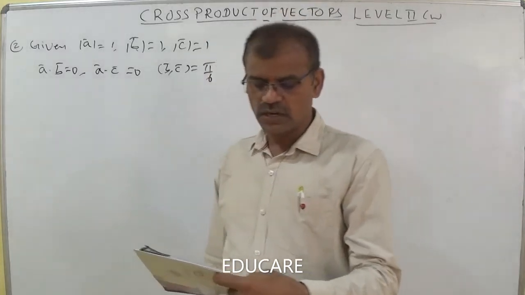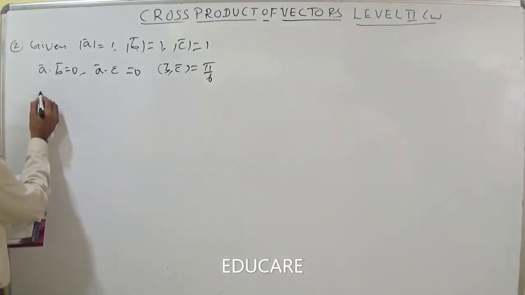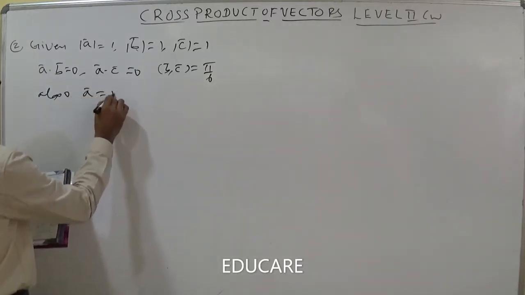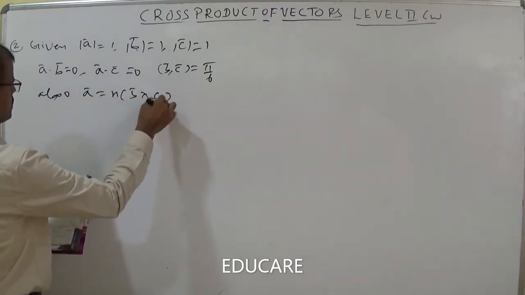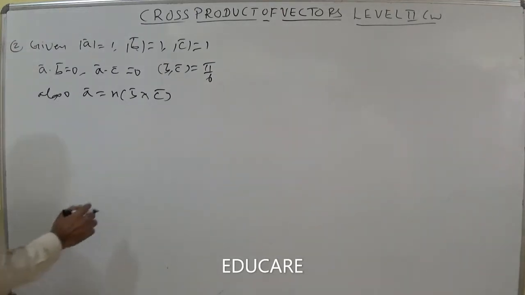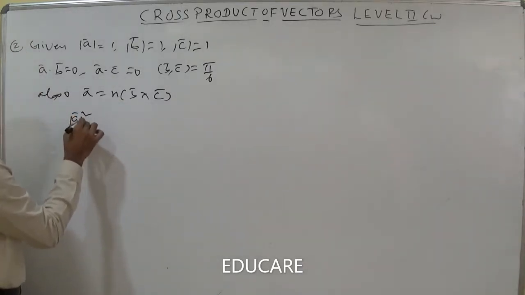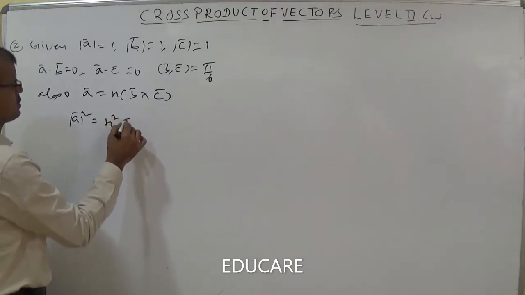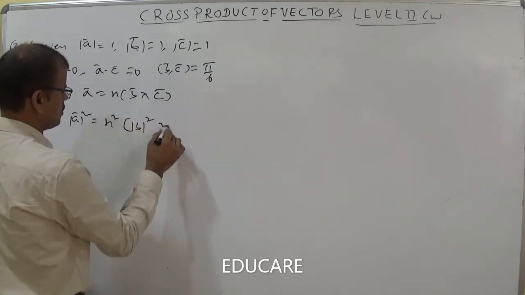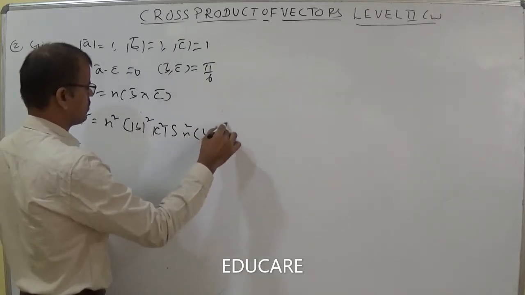A bar is equal to n into B cross C, given. Also given the value, A bar is equal to n into B cross C. So what is the value of n he is asking. If we take squaring both sides, modulus A square equals n square into, you can take modulus here, mod b square into, the definition I am writing, mod c square into sin square of b comma c.